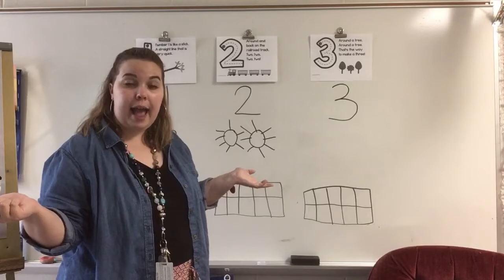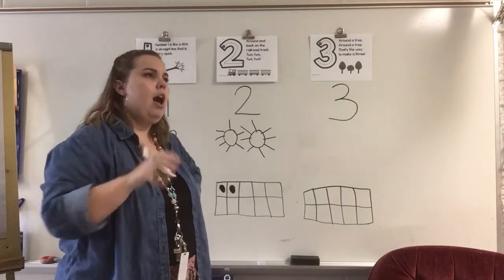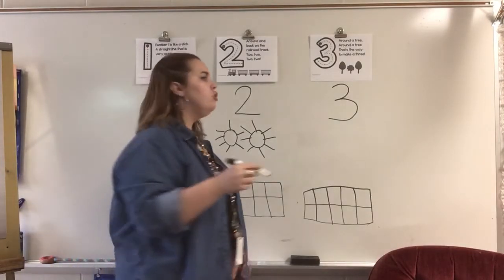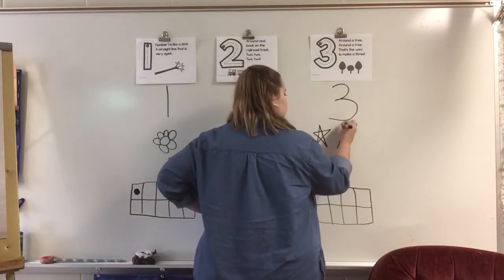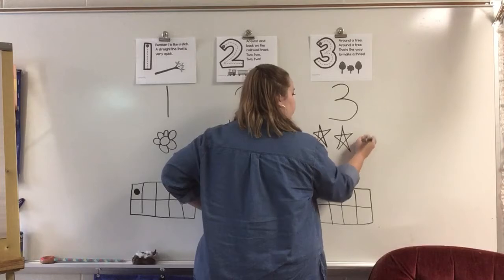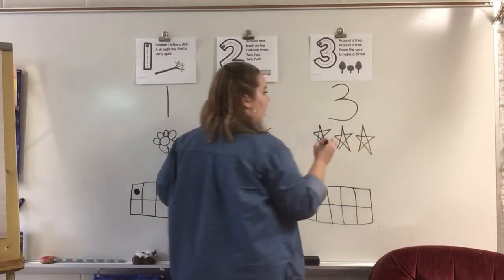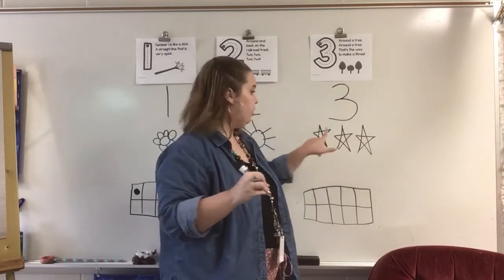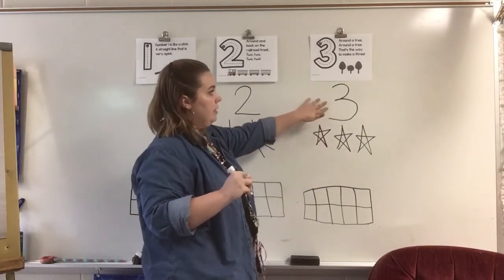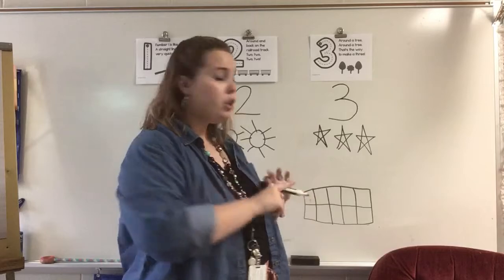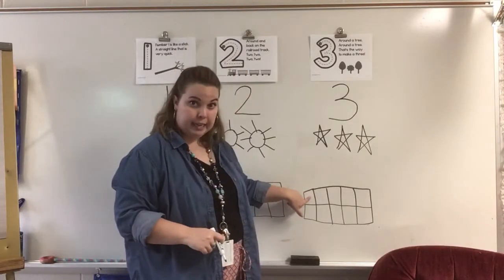Let's draw 3 as a picture. I'm going to draw 3 stars. 1, 2, 3. I drew 3 stars in my picture. 1, 2, 3. I've shown it as a picture, I wrote it as a number, I showed it with my fingers. All that's left to do is make it in a 10 frame.